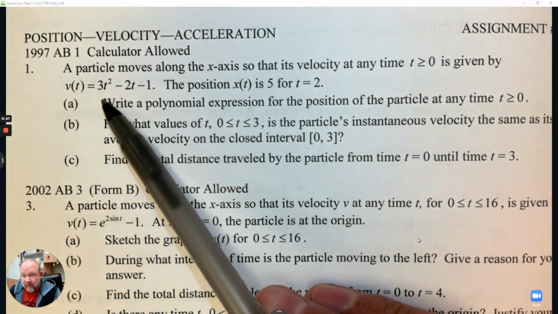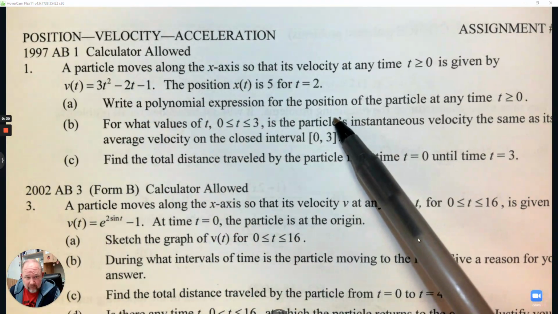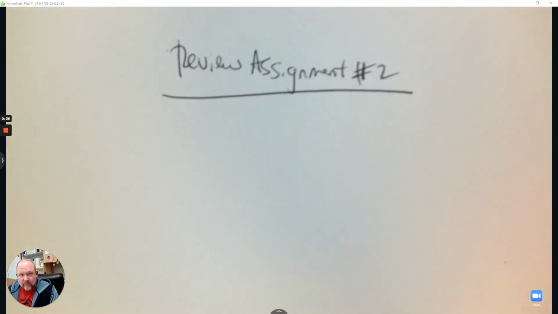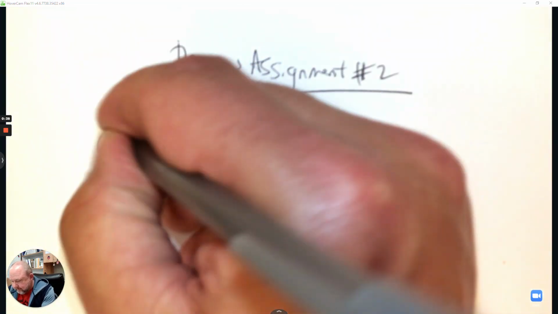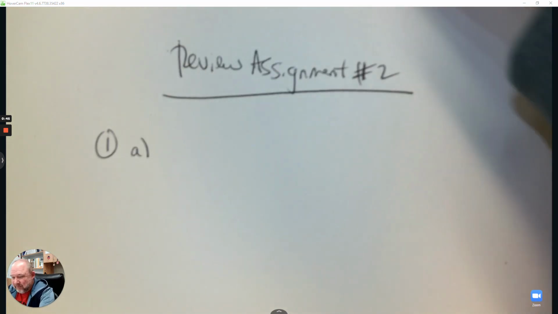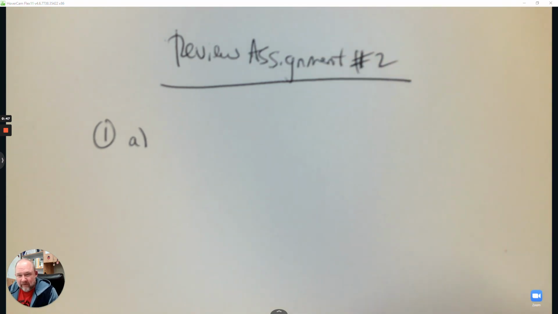So if you know the velocity, how do you find the position? We integrate it. So let's start there. Take a piece of paper out. Write down review assignment number 2, number 1, A. That's what we're doing. And as always, it's best if you do it first.